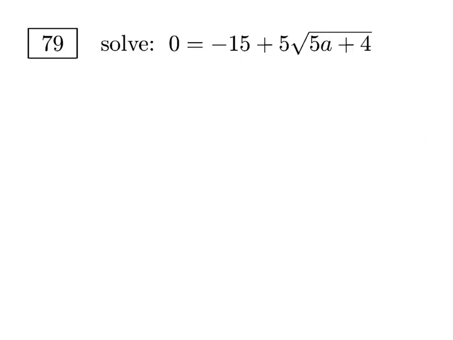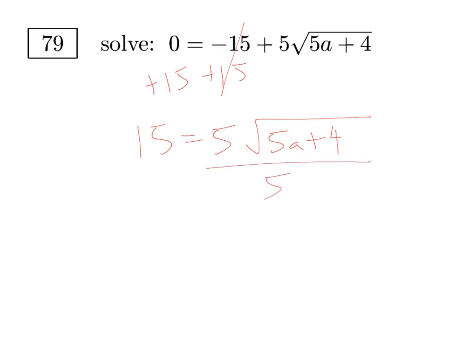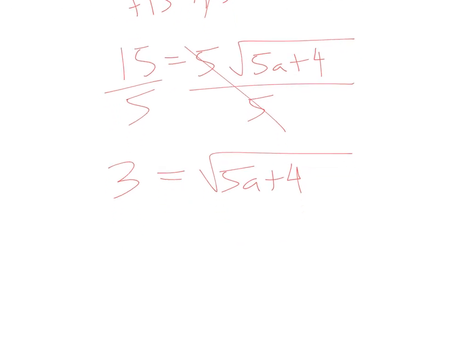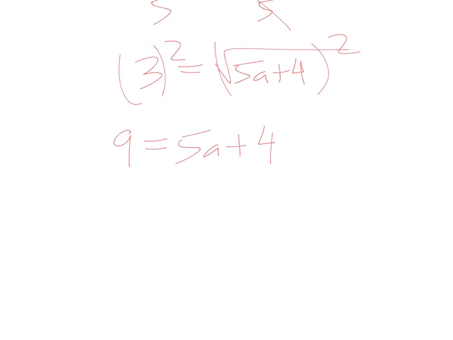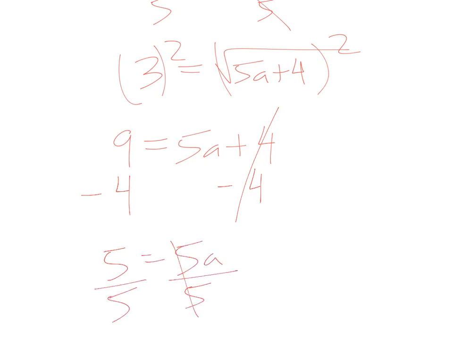Alright, and then for 79, okay, I have to solve for a, so first thing I'm going to do is add 15 on both sides. Alright, then we'll divide by 5. So 3 is equal to square root of 5a plus 4. And then to get a by itself now, I have to square both sides. So I get 9 is equal to 5a plus 4. I subtract 4. So I end up with 5 is equal to 5a. Divide by 5, and a is equal to 1.